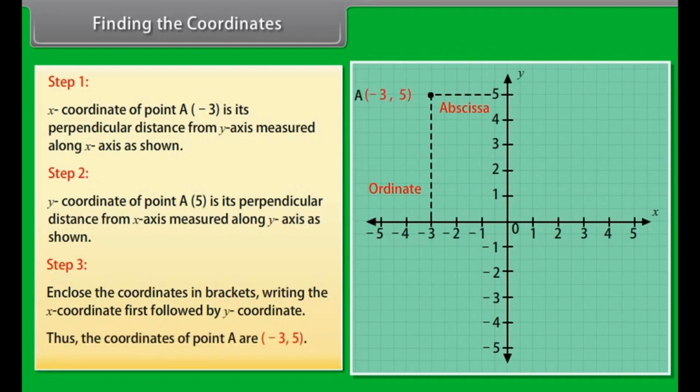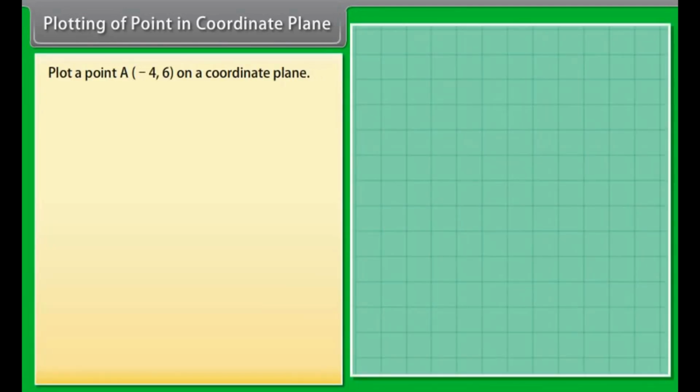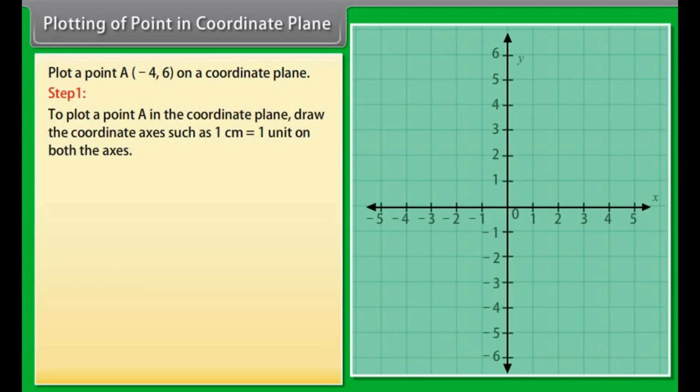Plotting of point in coordinate plane. Let us now learn to plot a point in the coordinate plane. Let us plot a point A (-4, 6) on a coordinate plane. Step 1. To plot a point A in the coordinate plane, draw the coordinate axes such that 1 centimeter is 1 unit on both the axes.